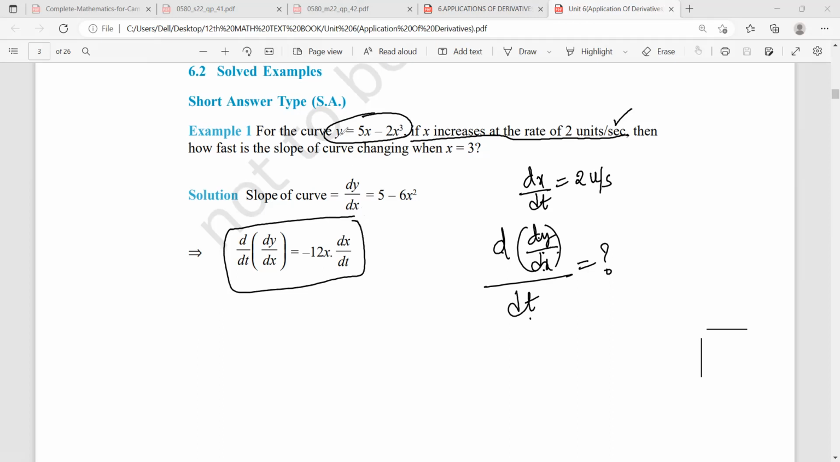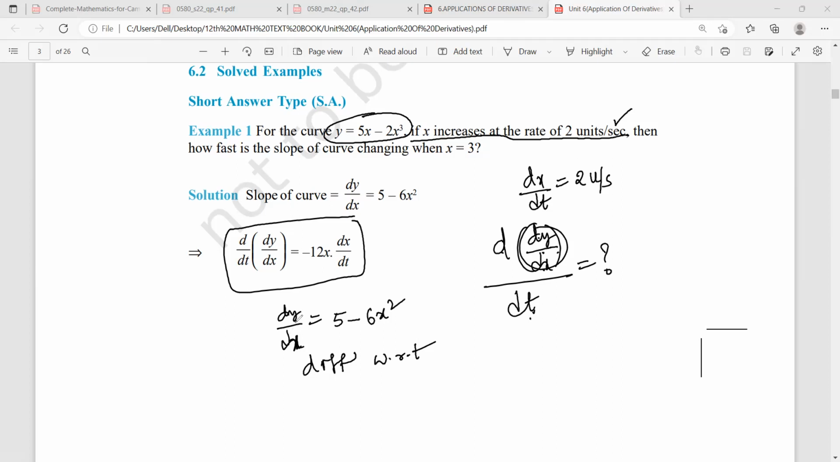Okay, so first of all, what you should find is dy by dx. What is dy by dx? It is the given expression, minus 6x squared. Then you have to differentiate now. Differentiate both sides with respect to t, because I want d by dt of this thing. Yes, sir. So this is tricky. If you don't do this, you will not understand it at all. In the exam, you will not understand this.